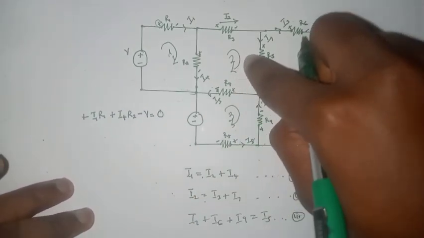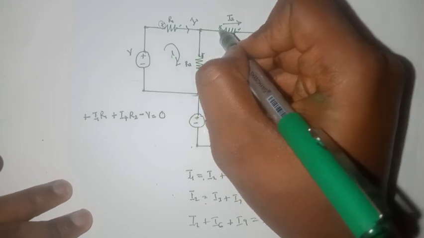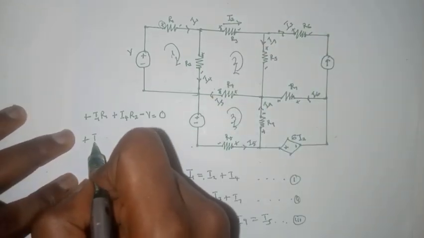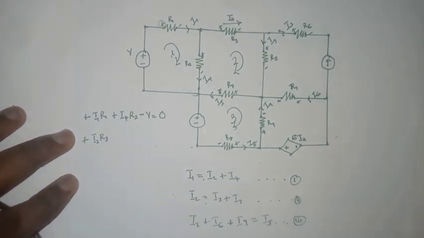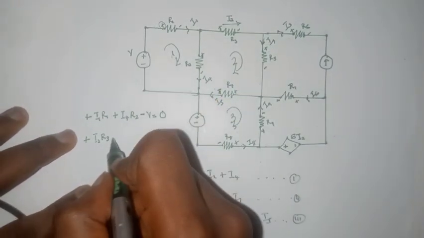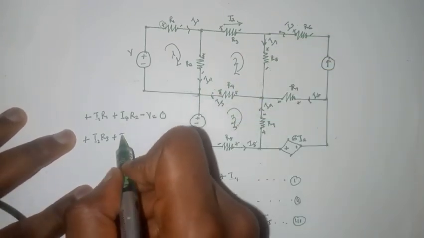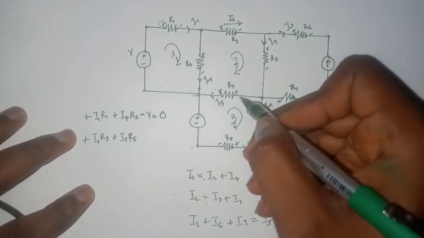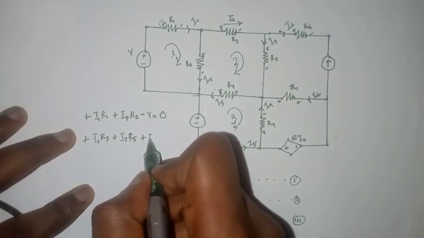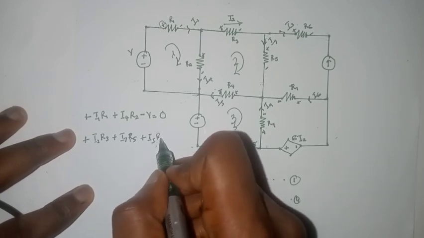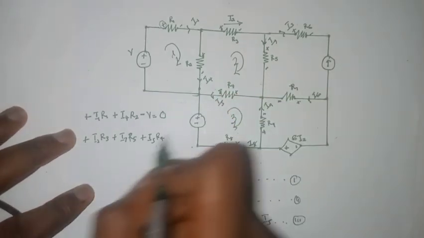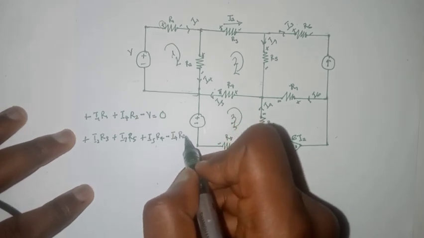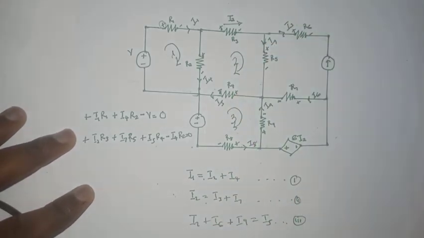Then if you are going to this loop, you start from here and you move, you hit a positive. So that will be plus. Then the voltage will be I2 R3. Then you come, then you hit another positive, plus I7 R5. Then you come and you hit this. That will be plus I5 R4. Then you come and you hit this. Then you have a minus, minus I4 R2 equals 0. And that is the KVL equation for this loop.